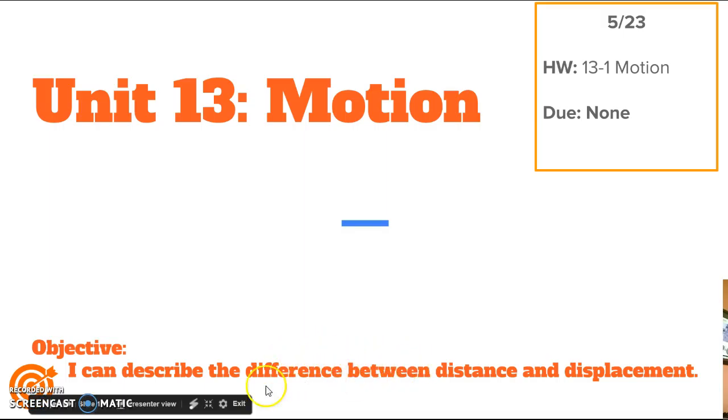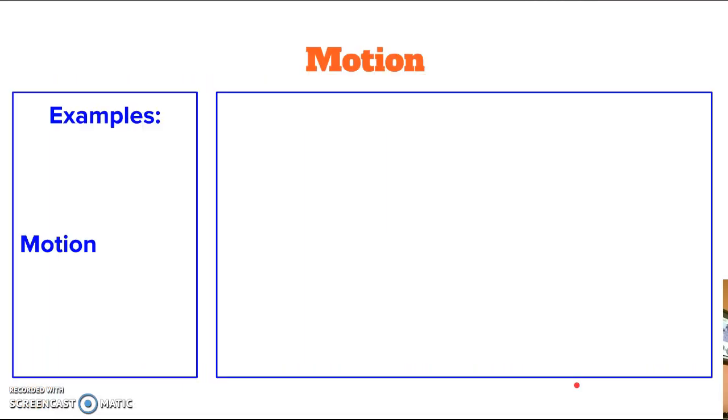And so today we're going to focus on the difference between distance and displacement. Since this is a unit on motion, the first thing we're going to talk about is what is motion. Today, for the most part, we had some good discussions about what motion is. We were talking about how it's moving, and we asked for some examples of that. And we talked about whether or not something was or was not moving.